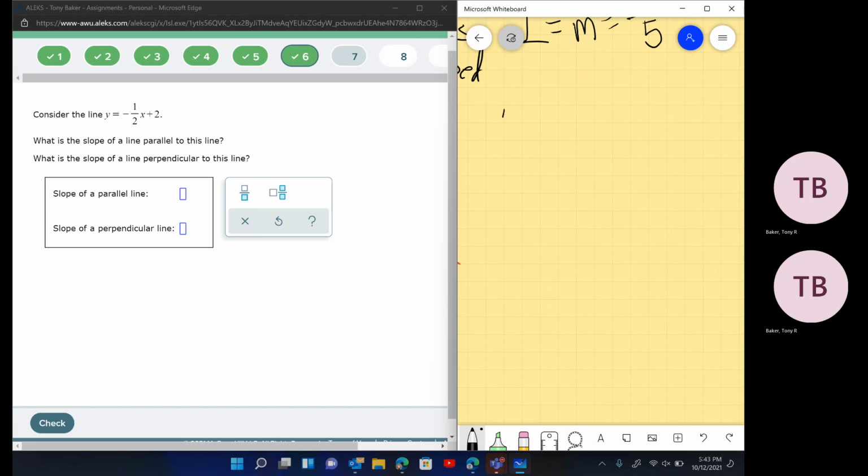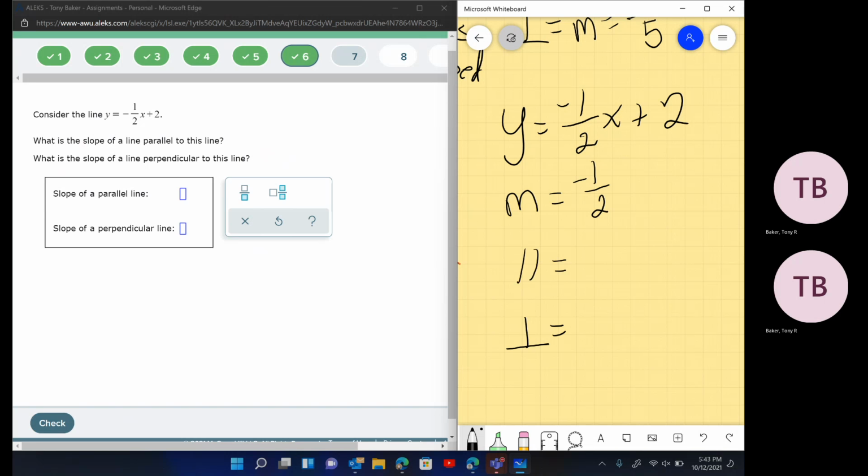All right, so we have y equals negative 1/2 x plus 2. So first thing we want is my slope of this problem. What's my slope of this problem? It's negative 1/2. I then want my parallel slope. Parallel slope is what? The same. So it is also negative 1/2.